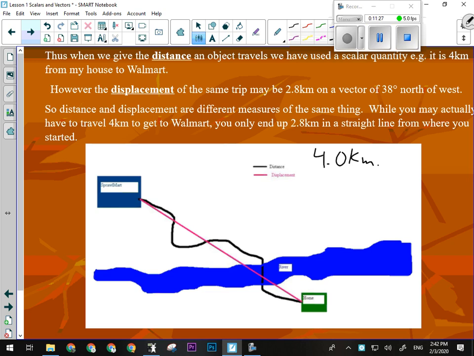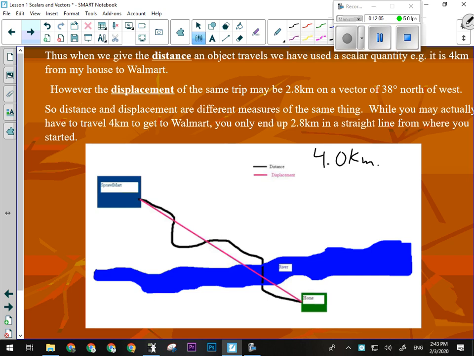So that said, when I get to Walmart, this purple line represents how far I have displaced myself from my starting position. Displacement is always that shortest straight line route between your initial position and your final position. So it's always going to be either shorter than your distance or equal to your distance. And it'll only be equal if you are actually able to walk on a straight line. That's the only time they'd be equal. Otherwise, distance will always be bigger. Displacement will always be smaller.